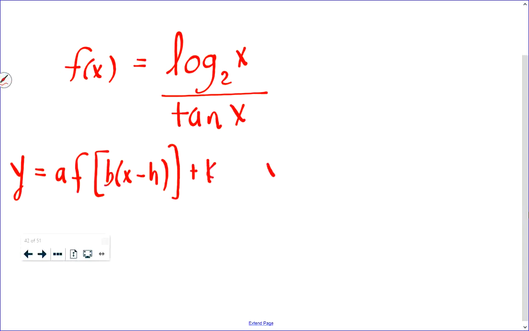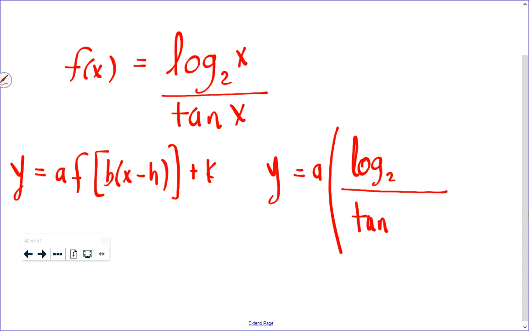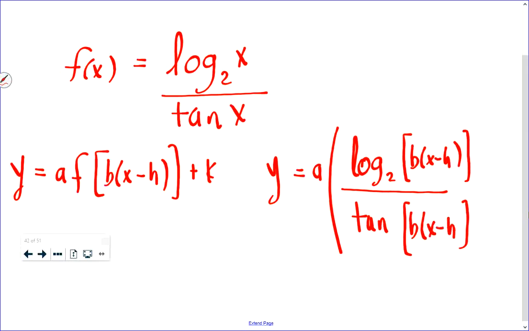Then this new function would be y equals a multiplied by, I have a feeling I'm going to need a big set of brackets here, the original function, but everywhere there was an x in the original function, I'm going to put b times x minus h. And then I'm going to add k. So it doesn't matter what the function is. B times x minus h is what x turns into.